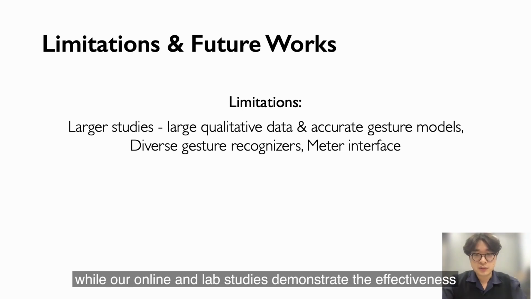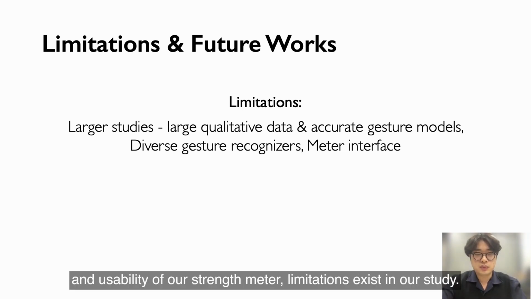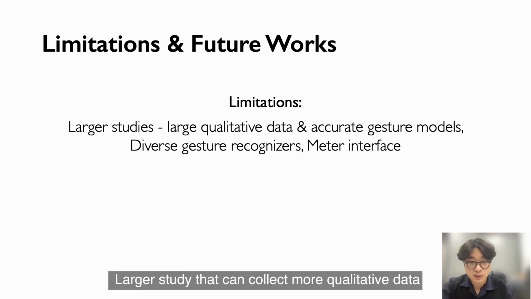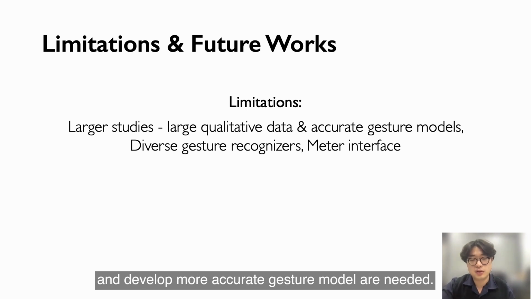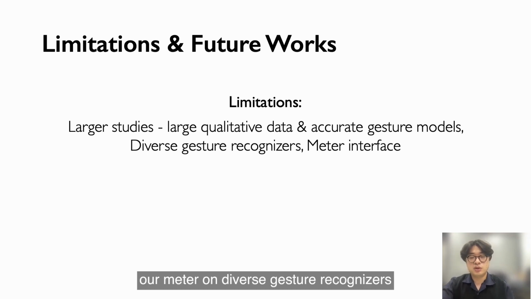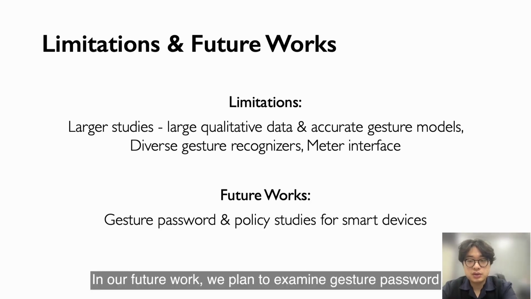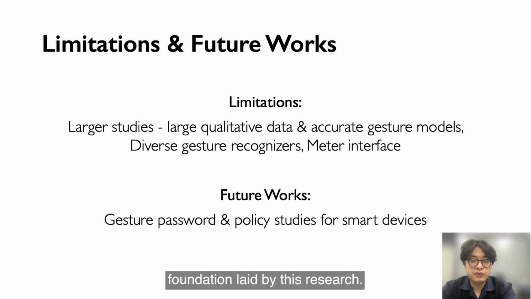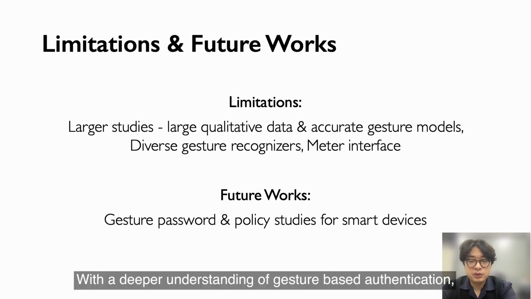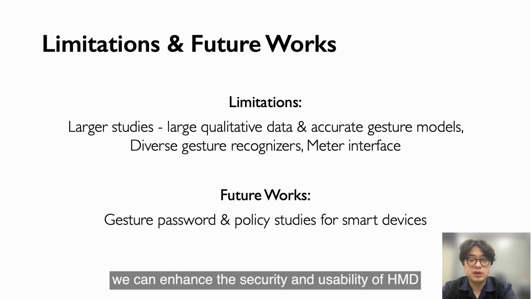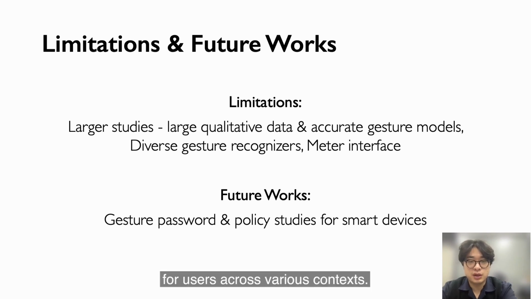While our online and lab study demonstrate the effectiveness and usability of our strength meter, limitations exist in our study. Larger studies that can collect more qualitative data and develop more accurate gesture models are needed. Additionally, it is important to evaluate the performance of meter on diverse gesture recognizers and to further optimize the meter interface. In our future work, we plan to examine gesture password and policy for head-mounted displays, building upon the foundation laid by this research. With a deeper understanding of gesture-based authentication, we can enhance the security and usability of HMDs for users across various contexts.